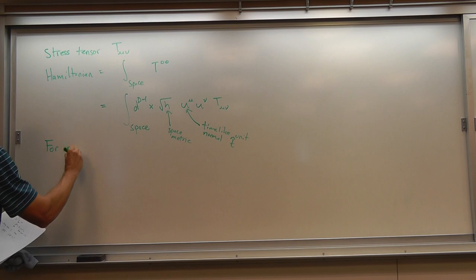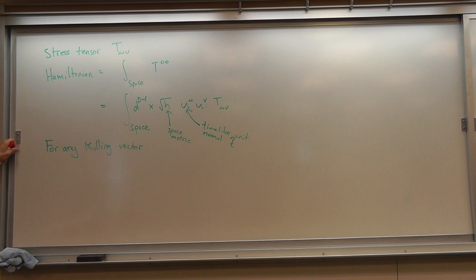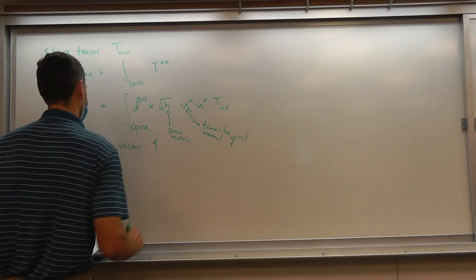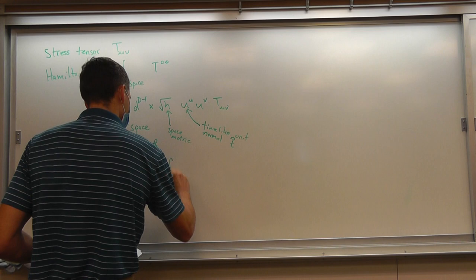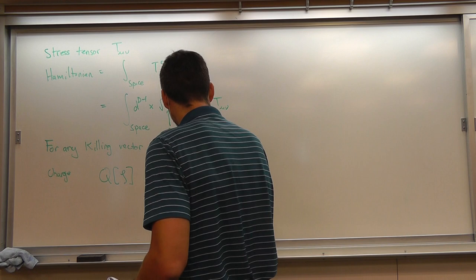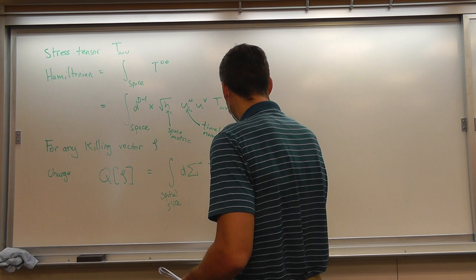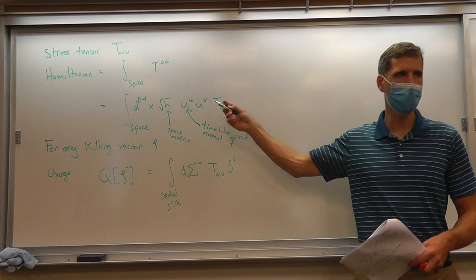For any Killing vector, that is for any symmetry of the spacetime, in this case we're just talking about Minkowski space, so for any of the Poincaré generators, zeta, we can define a charge Q of zeta, which is the integral over some spatial slice d sigma mu T mu nu zeta nu. The Hamiltonian or the energy is one example of this, just to clarify.